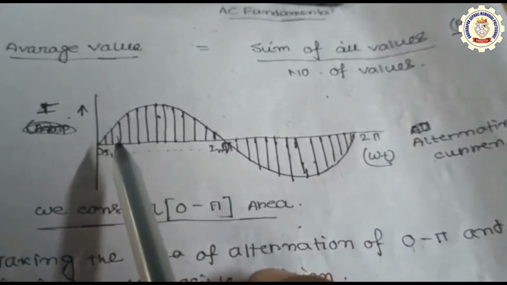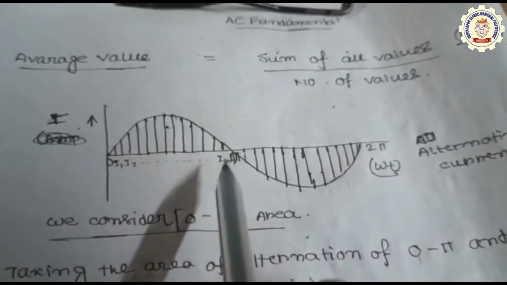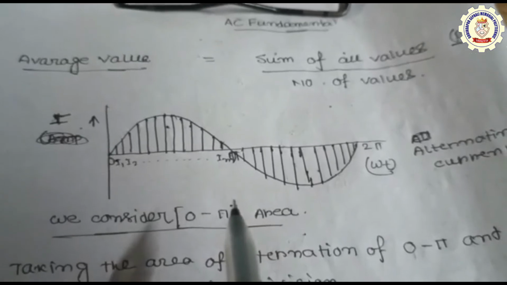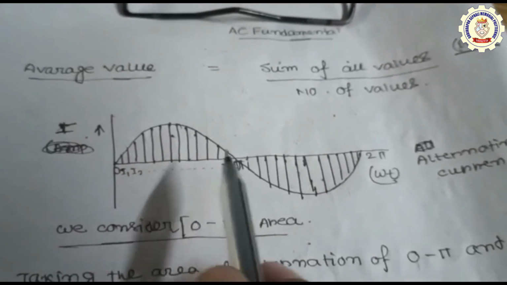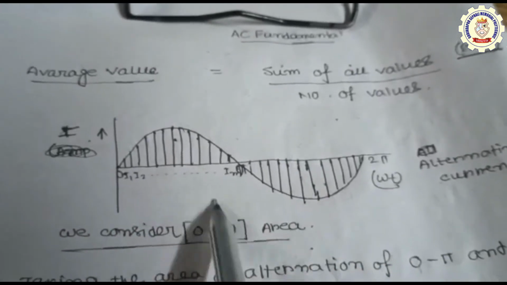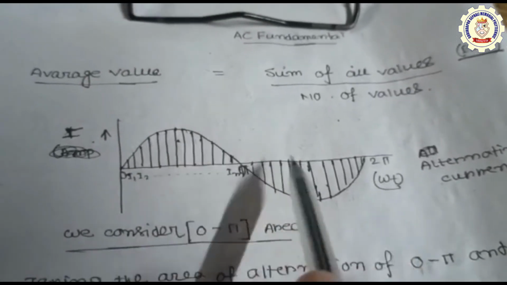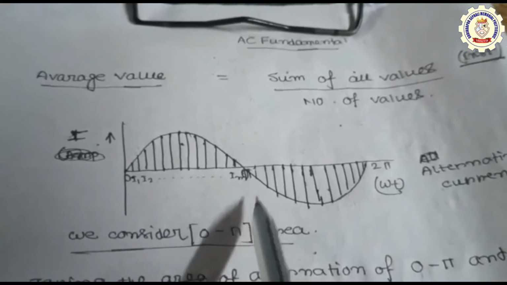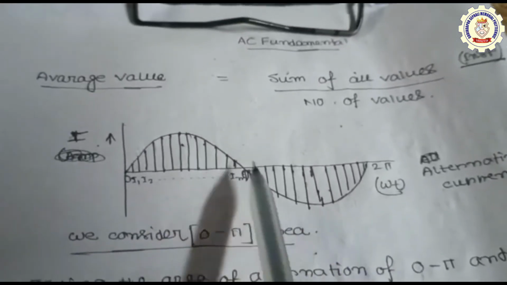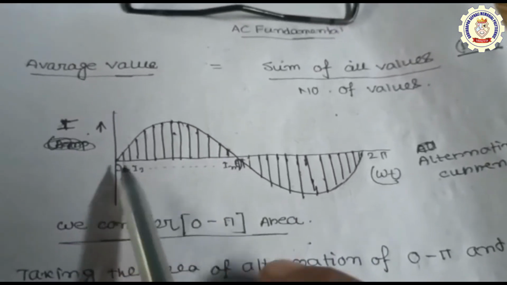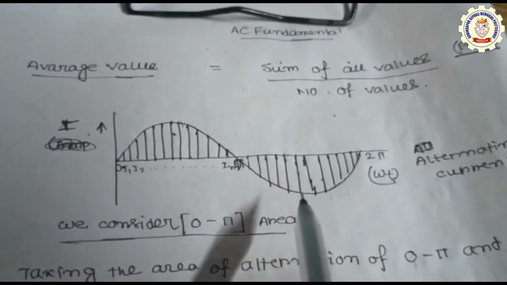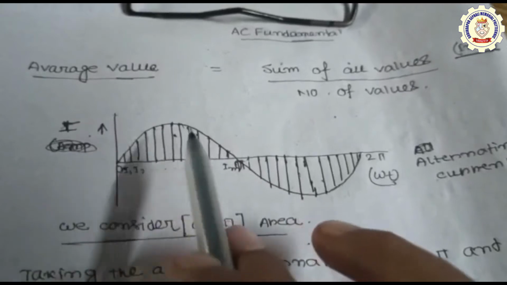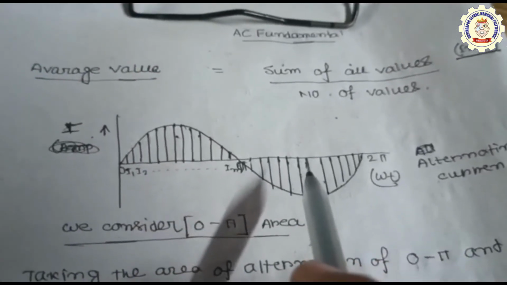Okay, if we calculate the average value of alternating current, we do not consider a full cycle, because this cycle and this cycle are identical to each other but of opposite polarity. So when we consider the full cycle and calculate the average value, then it becomes 0.